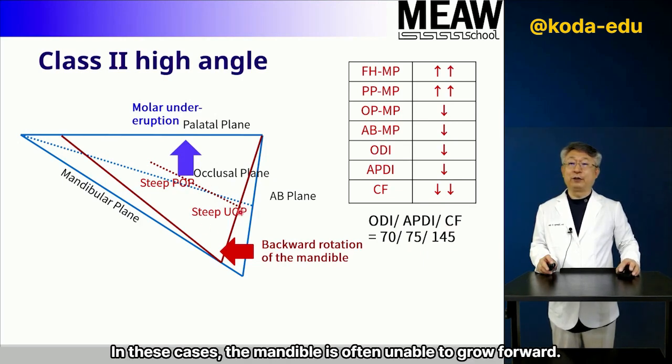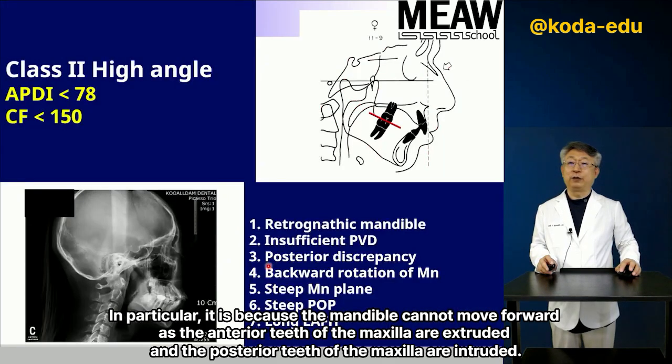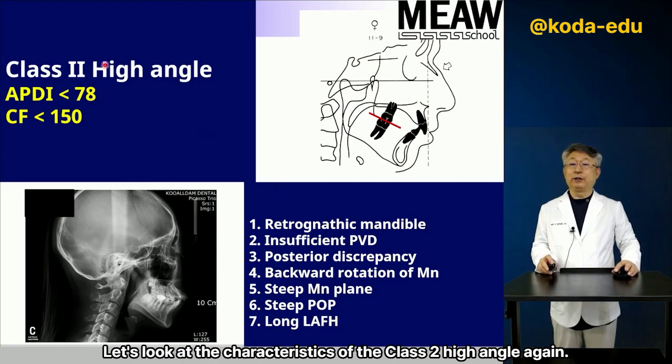In these cases, the mandible is often unable to grow forward. In particular, it is because the mandible cannot move forward as the anterior teeth of the maxilla are extruded, and the posterior teeth of the maxilla are intruded. Let's look at the characteristics of the Class 2 high angle again.